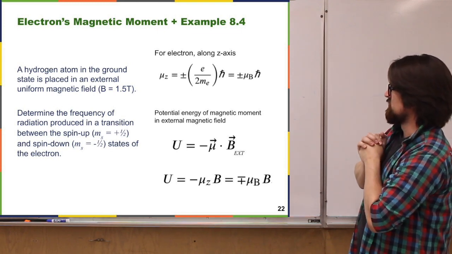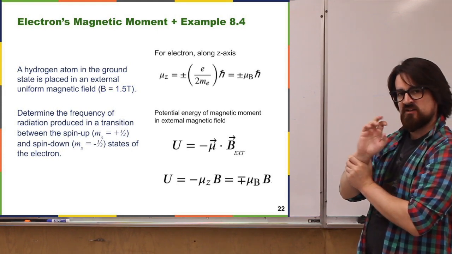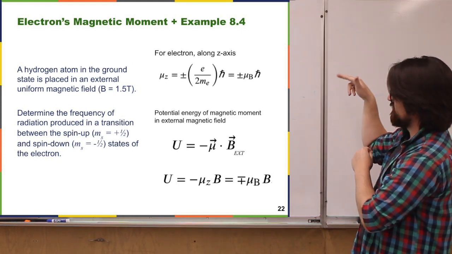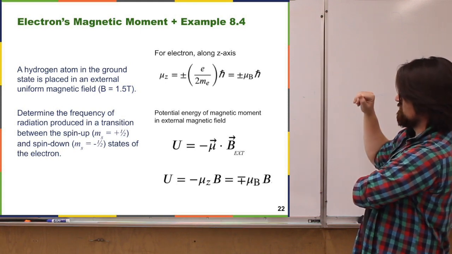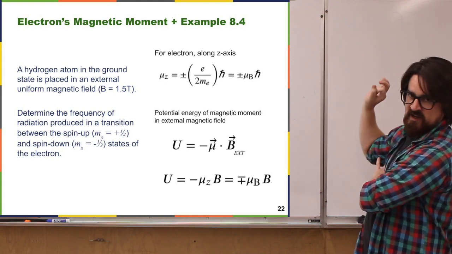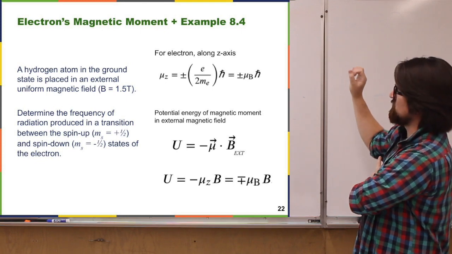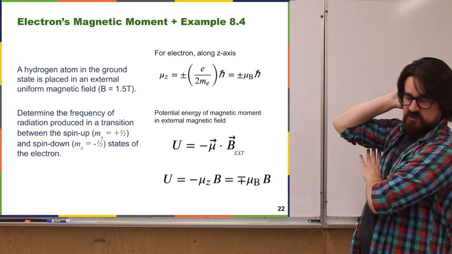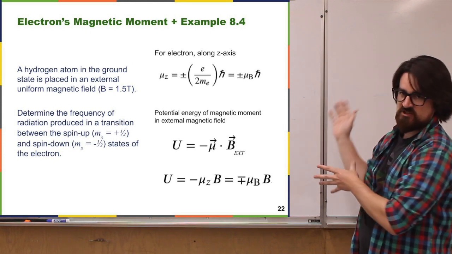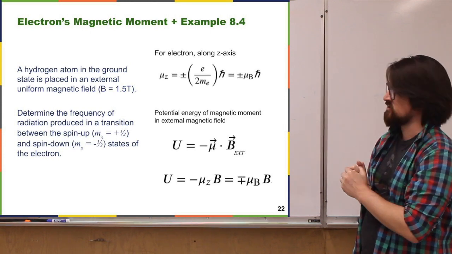And if you work out what the magnetic dipole is along the z-axis for the electron, it ends up being this value, because that m sub s can take on plus and minus 1/2. The only possible magnetic dipole values are plus and minus that Bohr magneton, that constant value that has to do with the charge and mass of the electron, multiplied by h bar. Pretty simple. Getting there is not necessarily simple, but the result is quite simple.